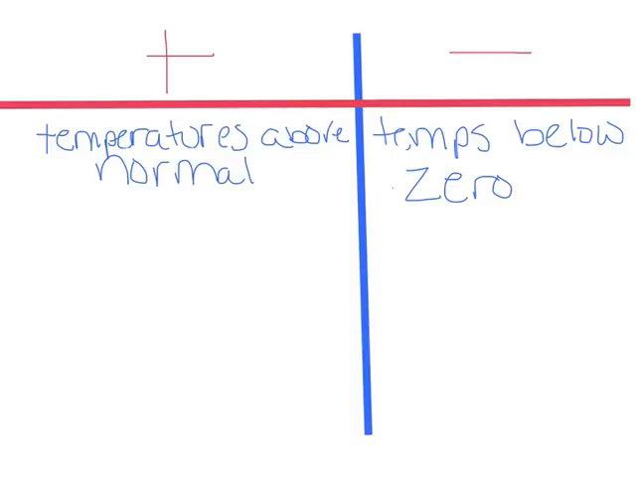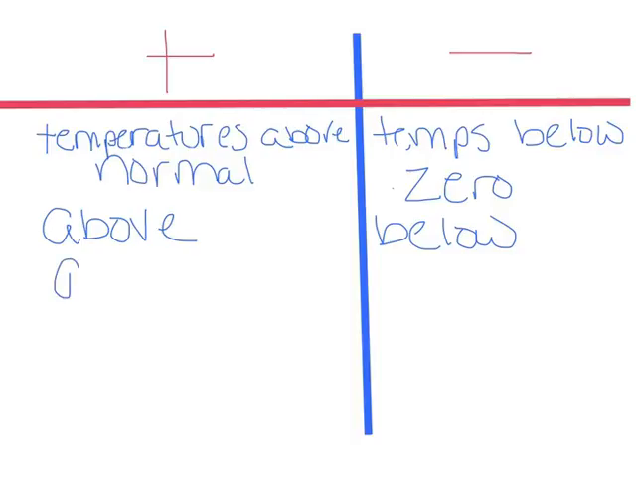Okay, same thing. Anytime you see the word above, that means positive. Below usually means negative. Some other words that you might see that are good to know: sea level is considered 0, so above sea level would be positive, below sea level would be negative.